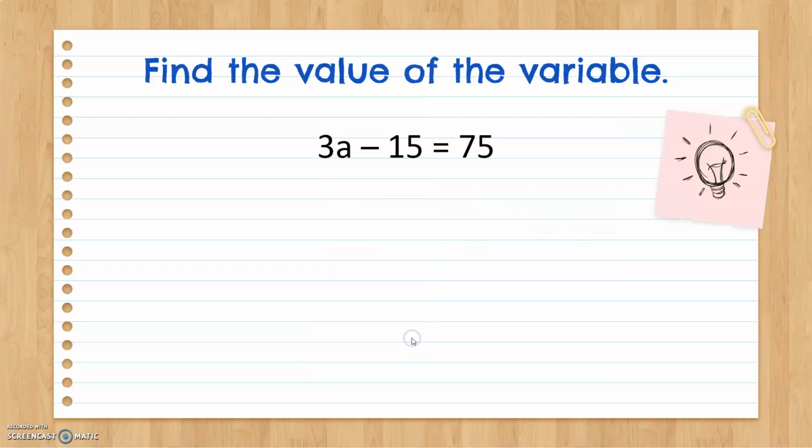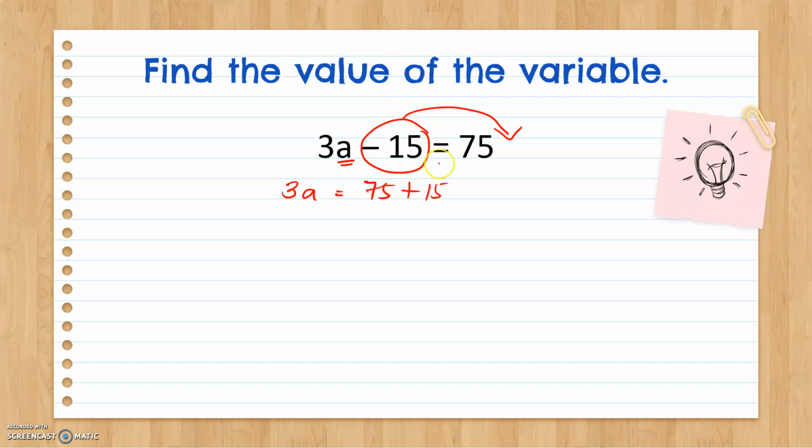Let us find the value of a in this equation. Again, our goal is to isolate a on either side of our equation, but since a is already on the left, let us isolate a on the left side of the equation. So, let us transpose first minus 15 or negative 15 to the right side of our equation. And that will give us 3a is equal to 75 plus 15.